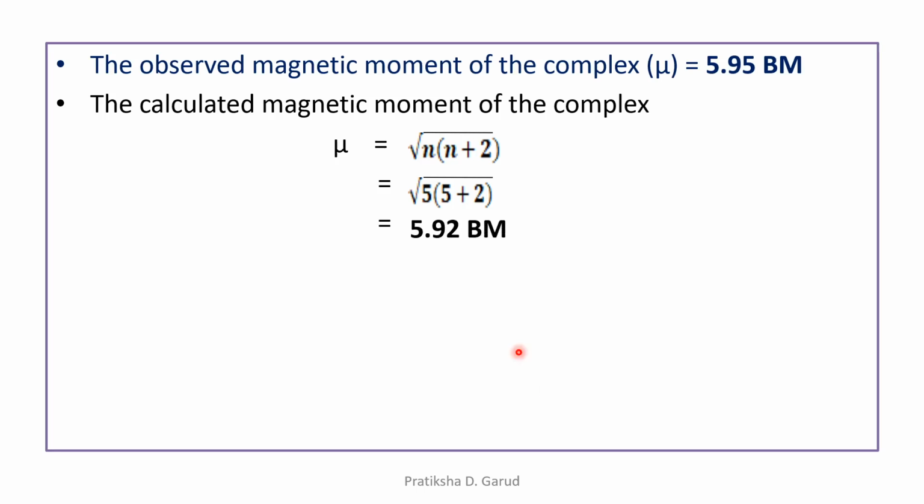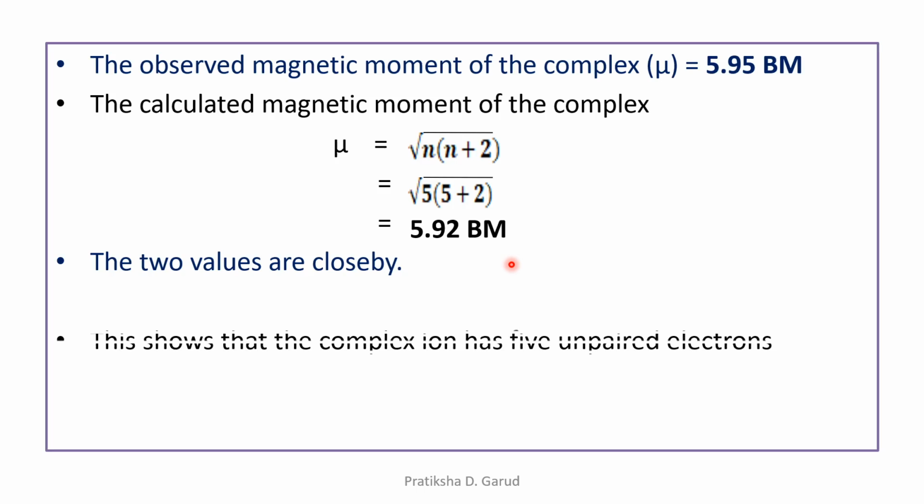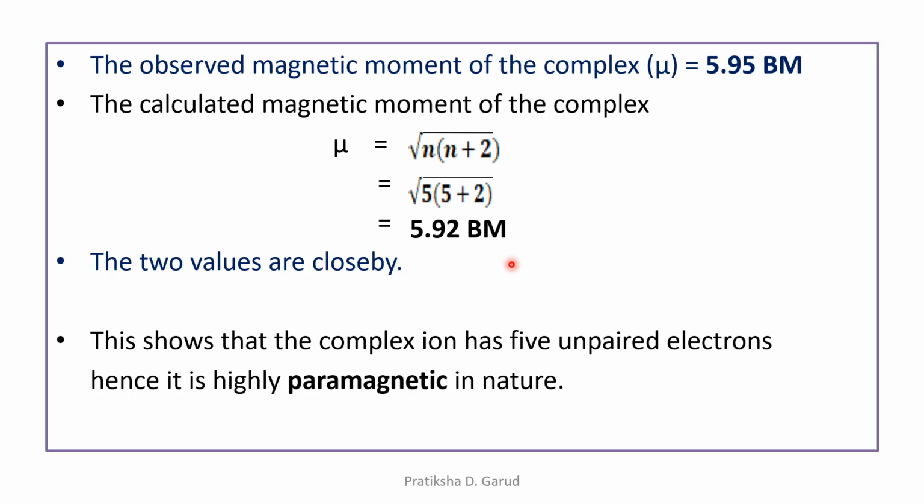And here we can say that the observed magnetic moment is 5.95, whereas the calculated magnetic moment is 5.92 BM. So it indicates that the two values are nearby or close by, and hence this shows that the complex ion has 5 unpaired electrons, more number of unpaired electrons, and hence it is highly paramagnetic in nature.